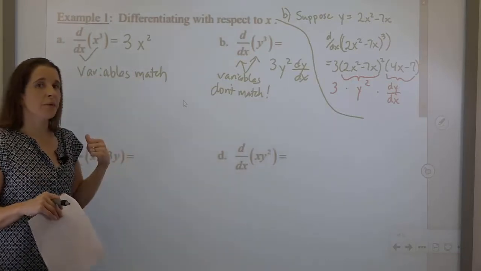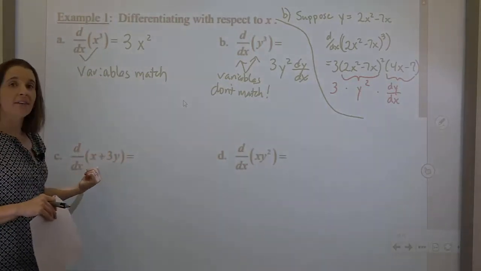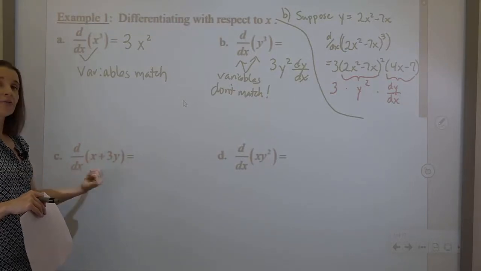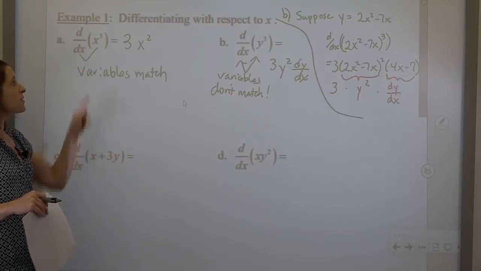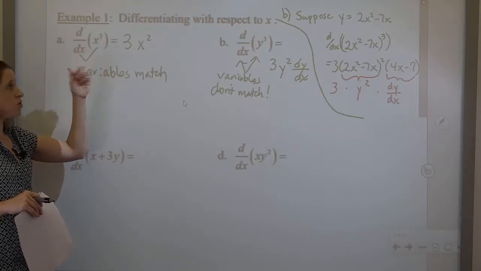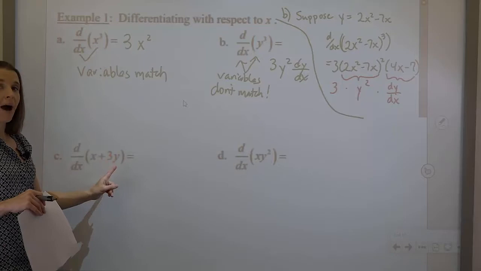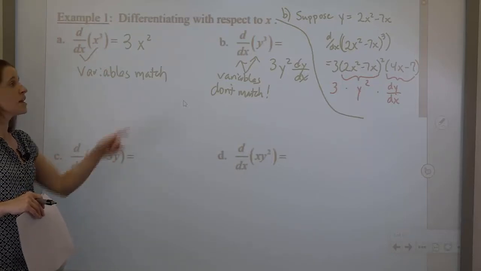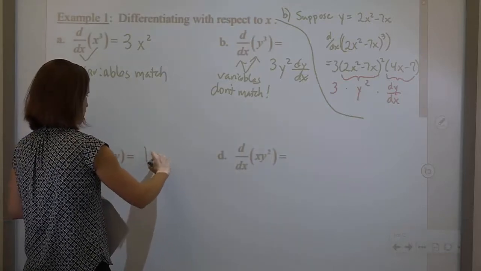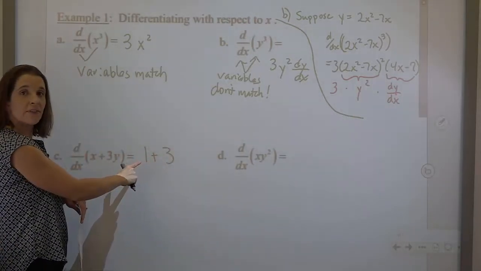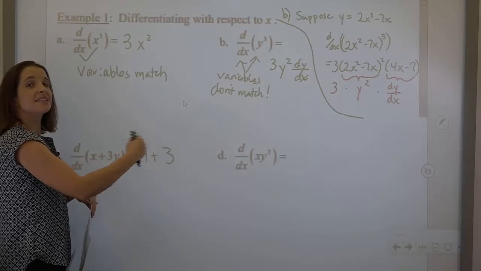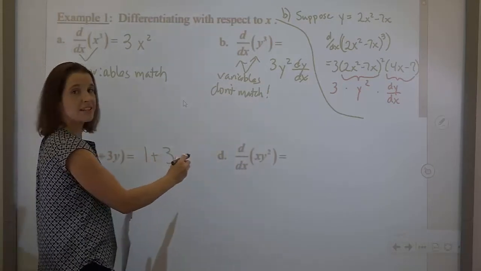Okay, so let's look at one where we have some of both. We have an x, but we also have a y. We can go term by term as usual. If we get to a variable that matches, we do usual derivatives. If we get to a y, which is actually a function of x, we're going to have to remember that chain rule. So the derivative of x is 1. The derivative of 3y is 3 times the derivative of the inside.